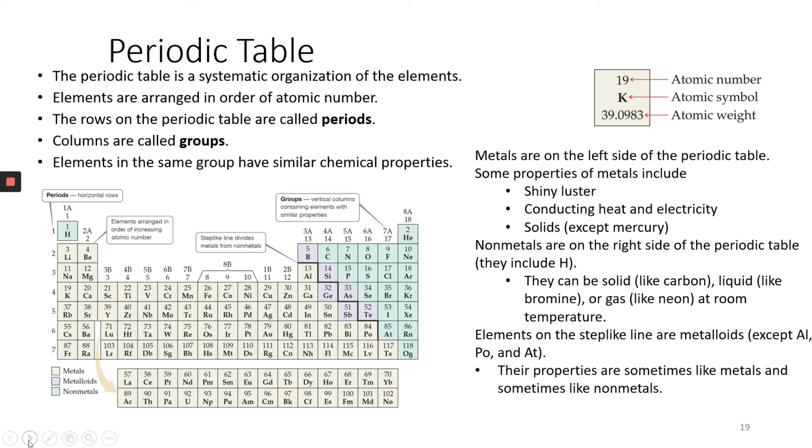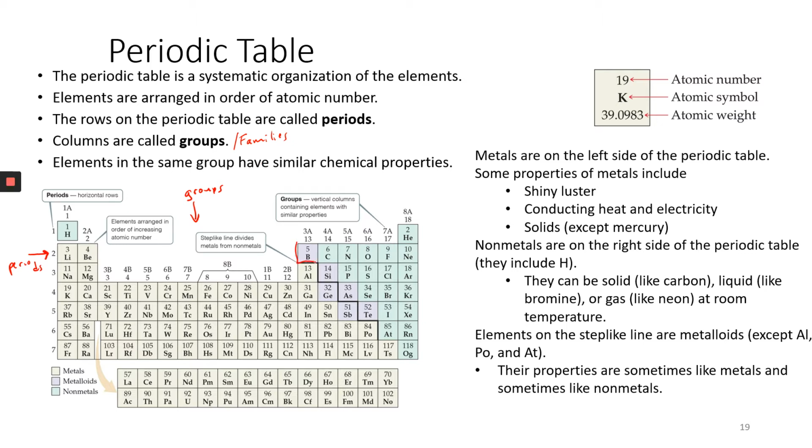So the first thing we need to talk about is the periodic table, one of the most important things in chemistry. The periodic table is made up of periods and groups. Periods are your rows. And your columns are your groups. Elements in the same group, groups could also be called families, have similar properties.